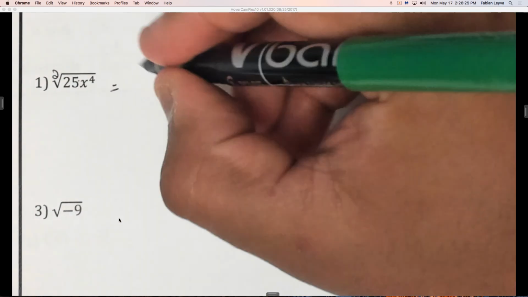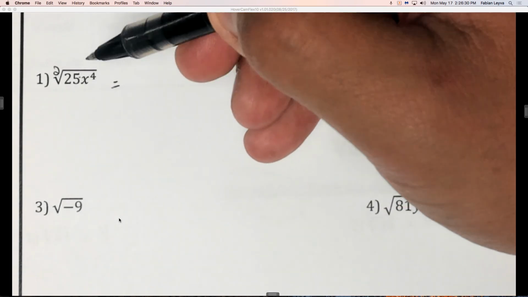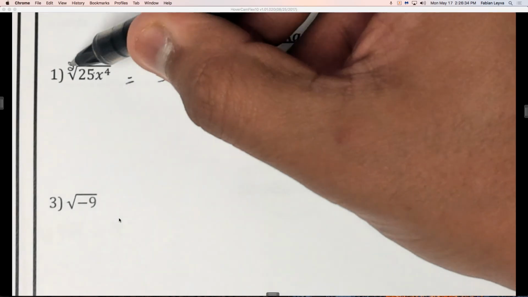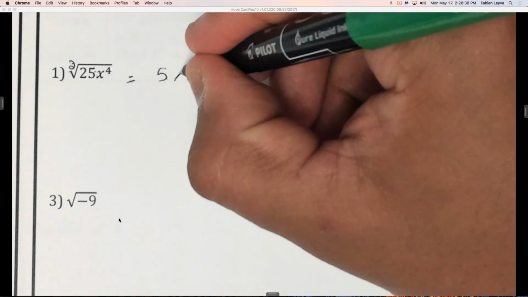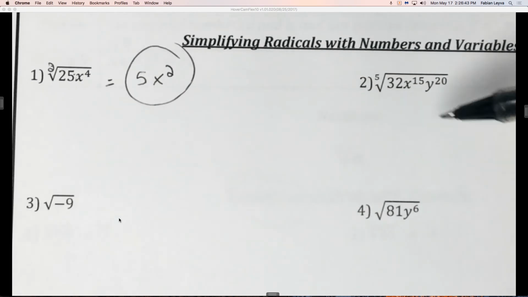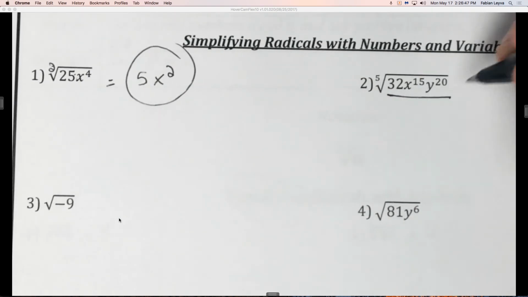Notice you're taking the square root of 25. Now, what is the square root of 25? 5, absolutely right. Now, what is the square root of x to the 4th? How many times does 2 go into 4? X to the 2nd, yep. That's it. Now notice that we have a lot of things going on, but we're just going to take our time. We're taking the 5th root of all this stuff.